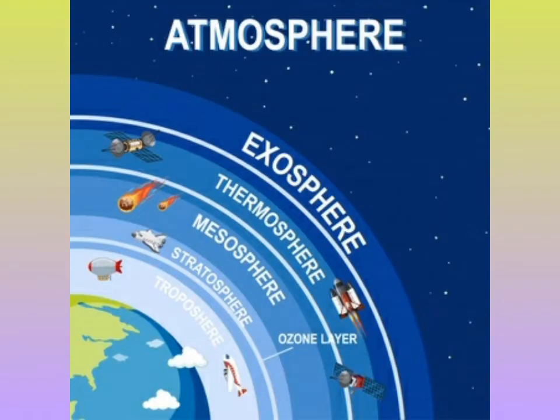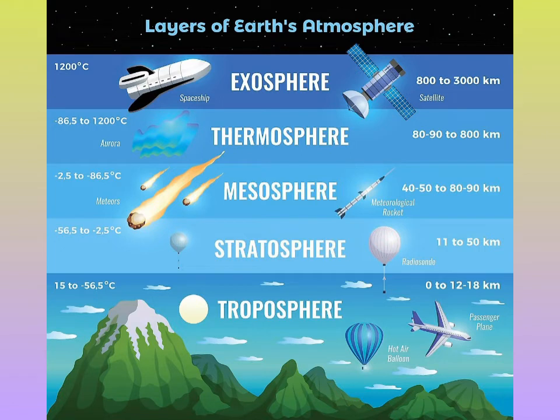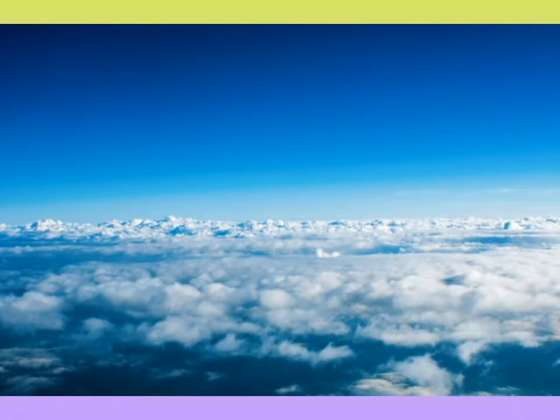So the next topic we are going to see is atmosphere. What is atmosphere? The thick layer of air that surrounds the earth is called the atmosphere. The atmosphere can be divided into 5 layers. Starting from the bottom, they are troposphere, stratosphere, mesosphere, thermosphere, and exosphere. So the first one is troposphere.